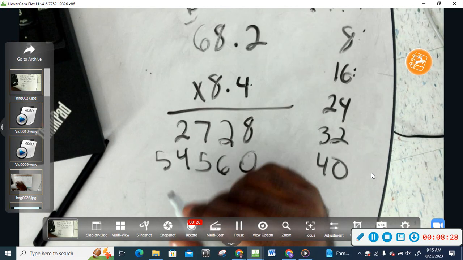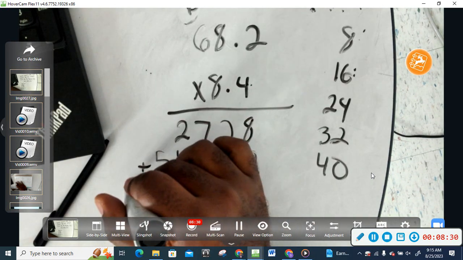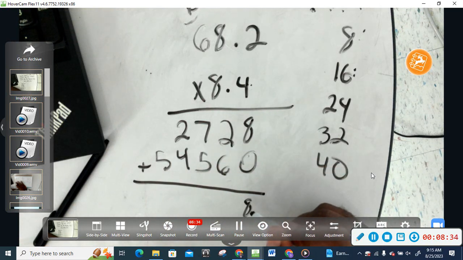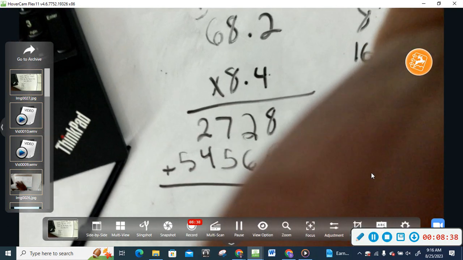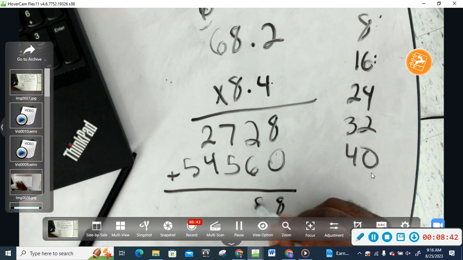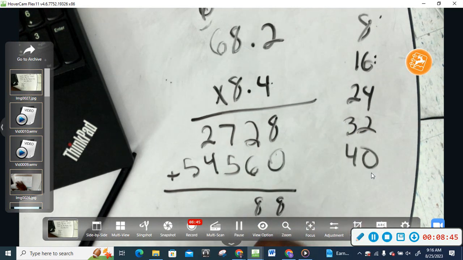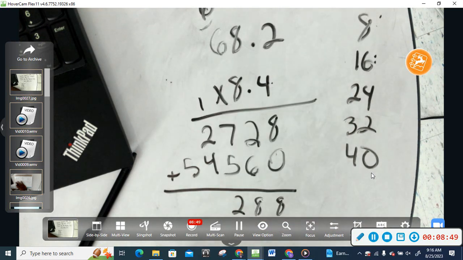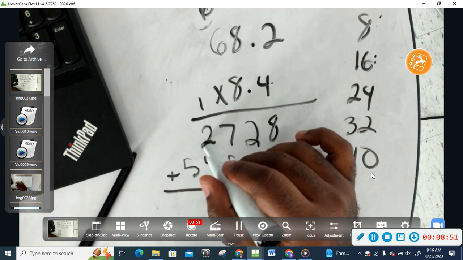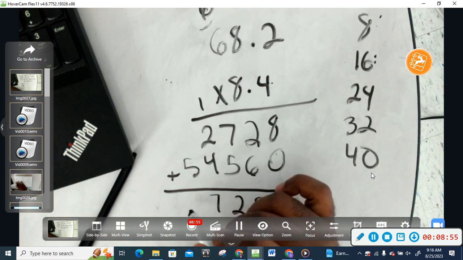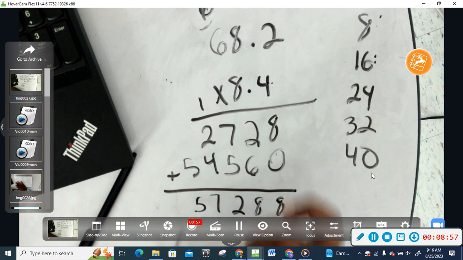Alright, after that, gotta add. 8 plus 0 is 8. 6 plus 2 is 8. 7 plus 5, carry my 1. Okay. Good. 4 plus 2 is 6, plus my 1 is 7. And then 0 plus 5, bring my 5 down. Good.